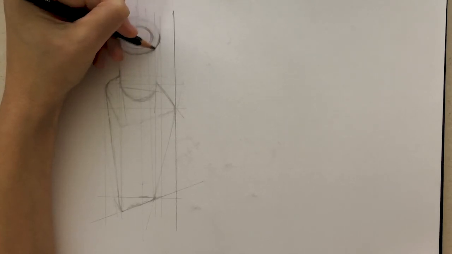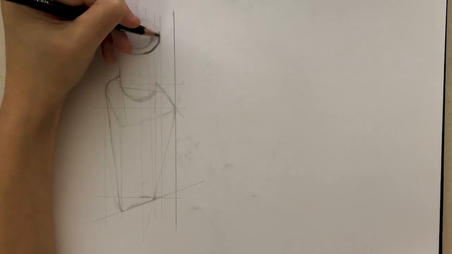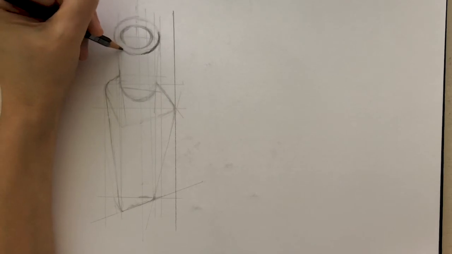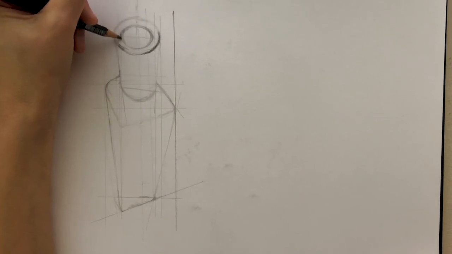As I'm putting in my darkest darks, I'm also remeasuring. So every opportunity that I can, I'm checking my measurements. I know that they look pretty good when I just did all the vertical and horizontal measuring lines, but I'm never really convinced. I'm always rechecking up until I finish the drawing. I'm always rechecking.